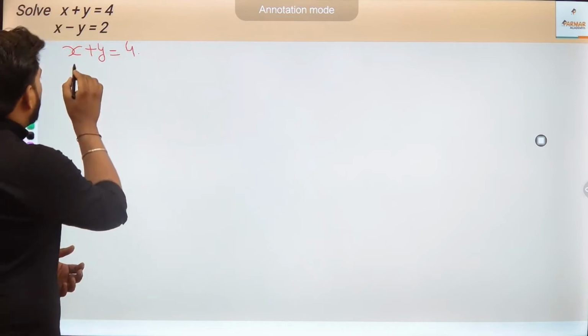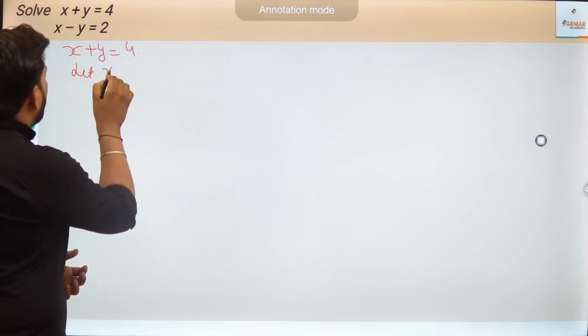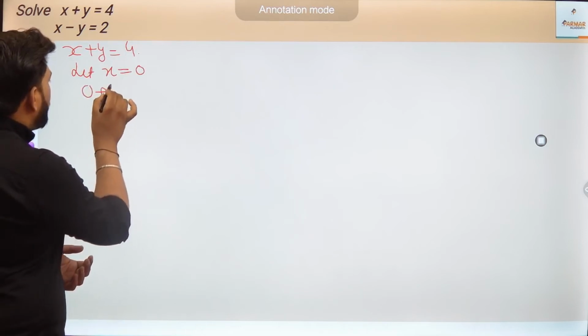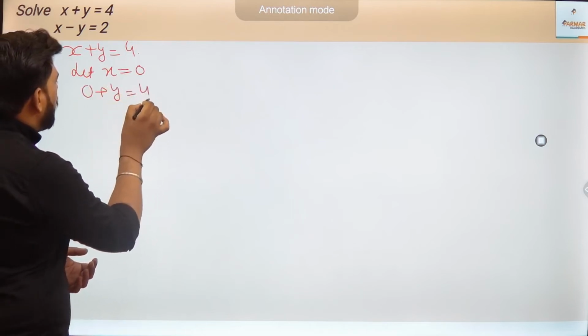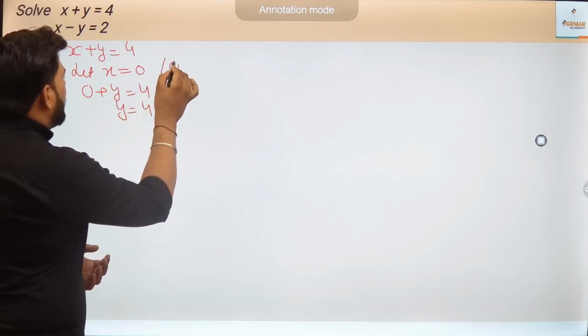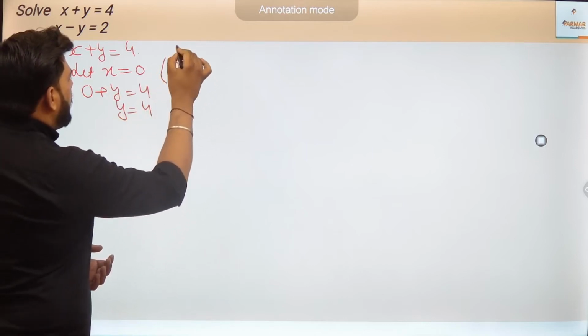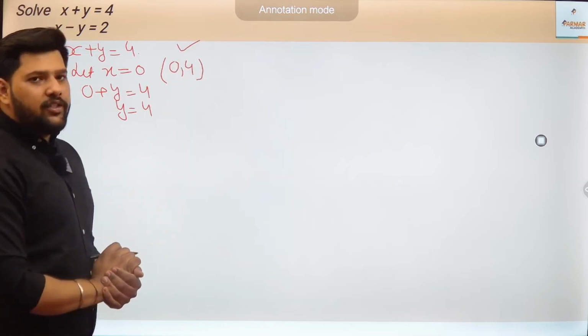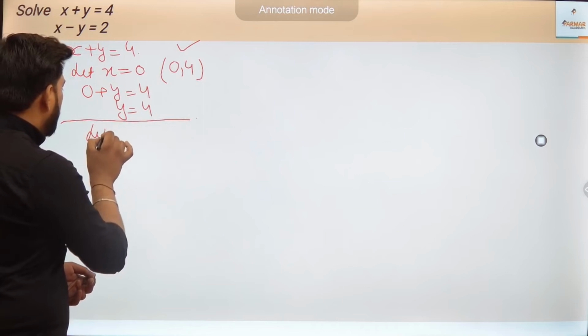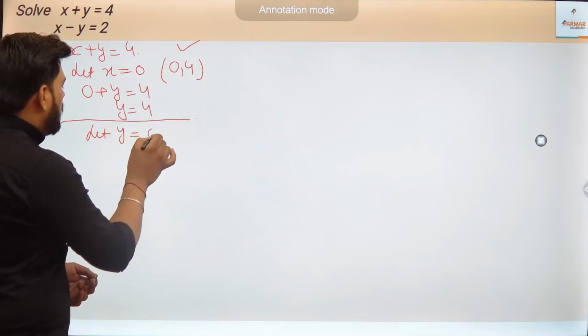So I will let x is equal to 0. Now substitute that value in the equation: 0 plus y is equal to 4. So y is equal to 4. So (0, 4) is one of the solutions. Now for the second solution, let y is equal to 0.